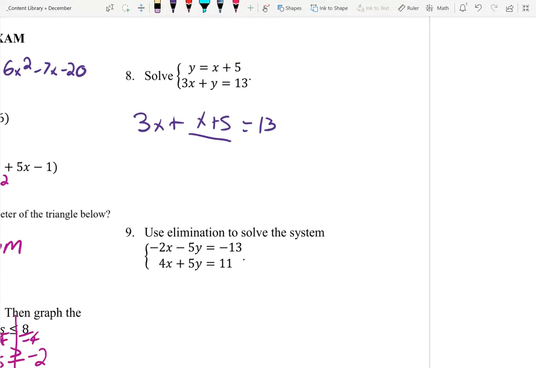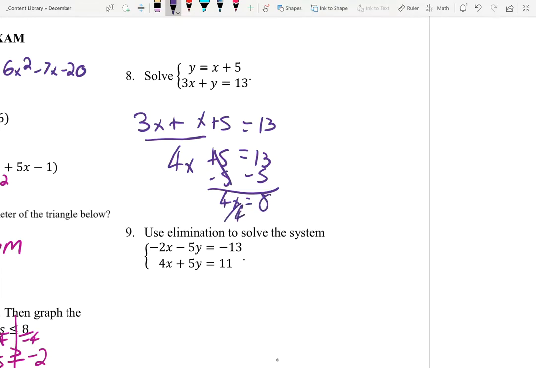So now we're just going to solve this equation. We have two like terms, the x terms, we can combine them. 3x and 1x makes 4x. Going to bring down the 5, have that equal 13, right? And it's just a regular algebra problem, guys. Subtract 5. This is going to be 4x equal to 8, and then divide by 4, so we know that x is equal to 2.